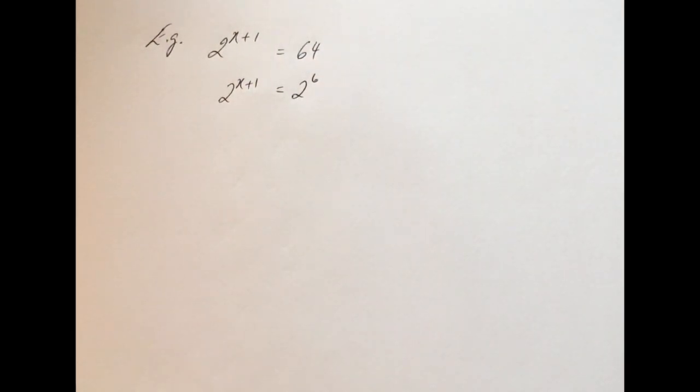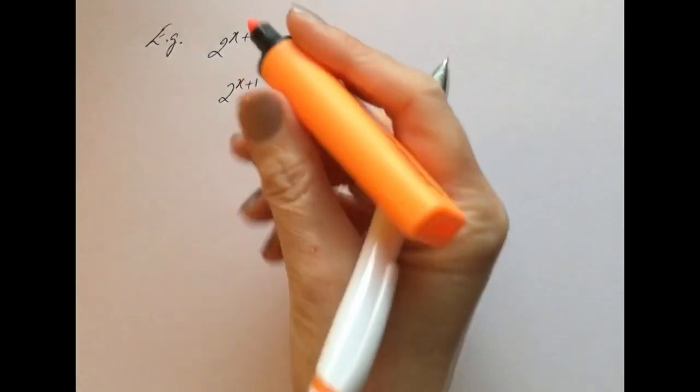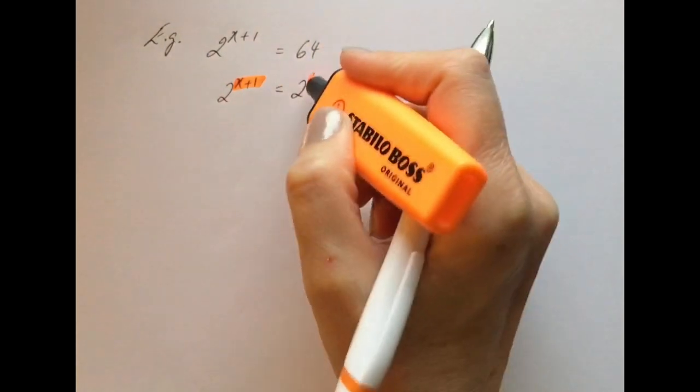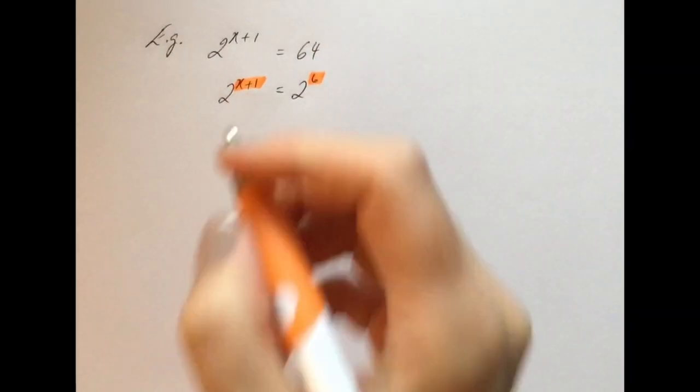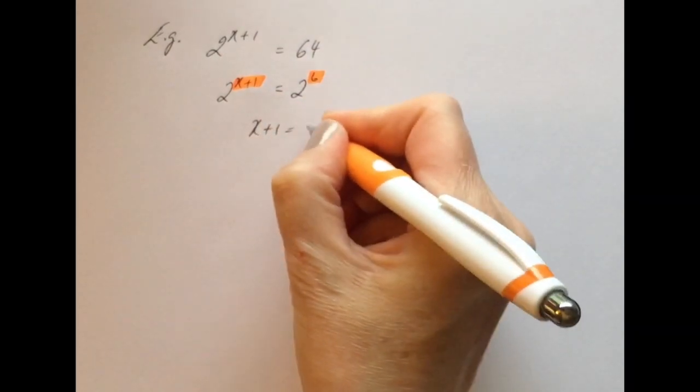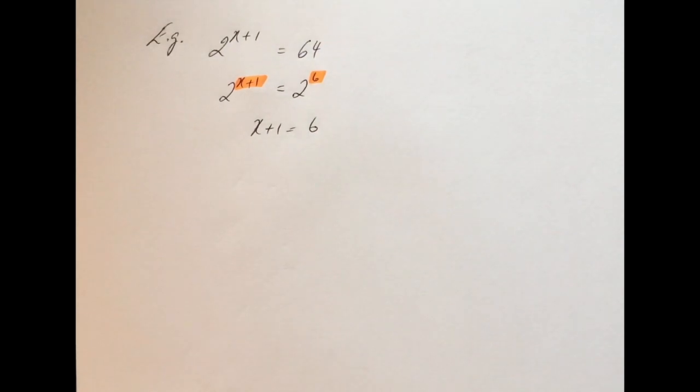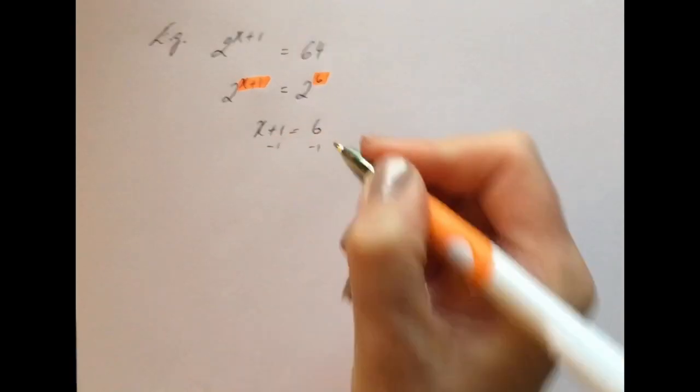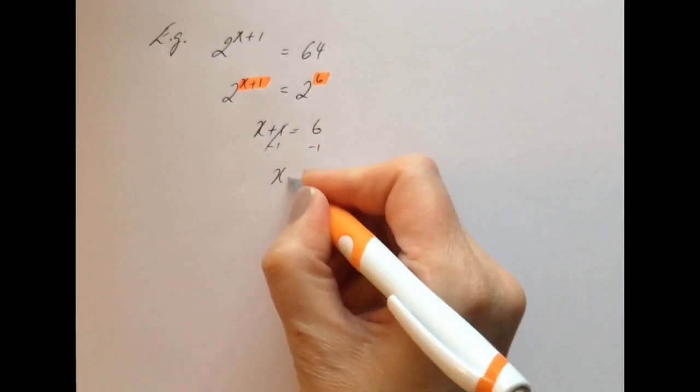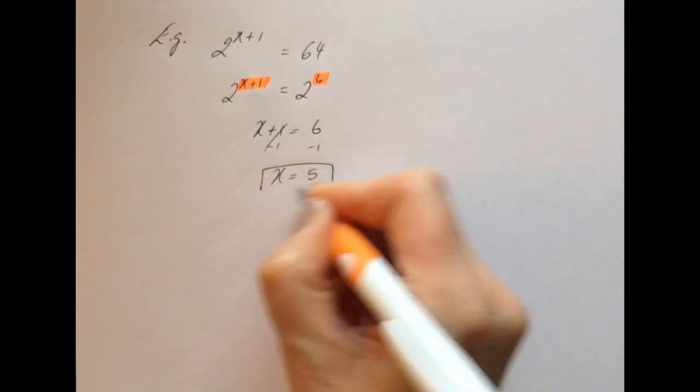So we have our left-hand side looking like our right-hand side. They're both written as powers of 2. So then we can equate. That means that x plus 1 is equal to 6. The powers must therefore be equal. And if x plus 1 is equal to 6, take 1 from both sides to get that x on its own, then x is equal to 5.